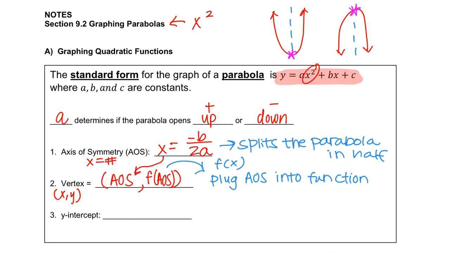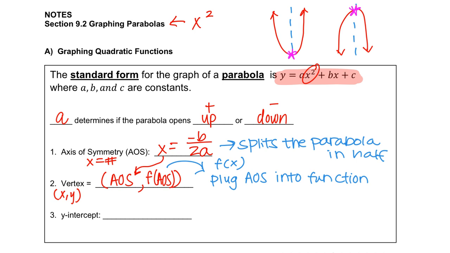Does f have a value? F is the function, so the equation. F of AOS will have a value. So I will pull the AOS down, whatever it is. Let's say that the axis of symmetry is x equals 5. I will pull 5 down. That will be my x value. And then I will take that 5 and plug it back into my equation to get my y value for my vertex. Okay?